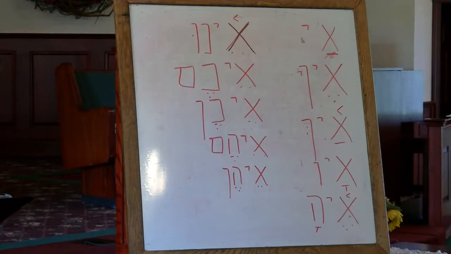Elai, eleika, elayich, elav, eleha, eleinu, alekhem, alekhen, alehem, alehen. We'll do the next one too, just because I'll read it and then we'll read together. Alai, aleika, alayich, alav, aleha, aleinu, alekhem, alekhen, alehem, alehen. Okay, together.